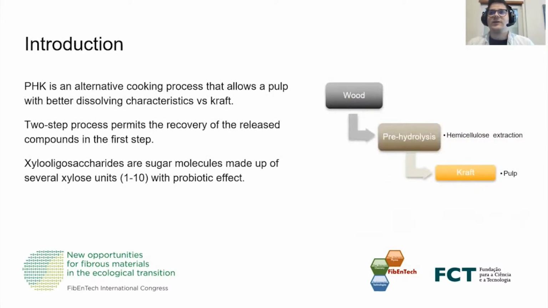Pre-hydrolysis kraft is the alternative of the kraft cooking. In this process, the wood is pre-treated, aiming to remove a high quantity of hemicelluloses prior to the kraft. The final pulp obtained has lower viscosity, higher reactivity, and higher cellulose content. The two-step cooking also allows recovery of compounds released during the pretreatment, mainly hemicellulose.